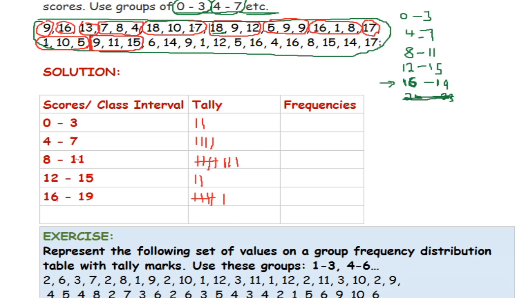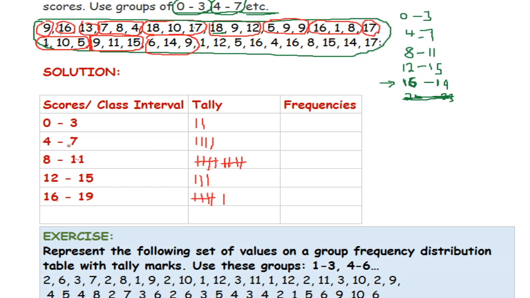So 9, 11, 15. So 9 can be found between 8 and 11 here. So 9, 11. 11 also can be found here. Now I'm going to cross it out, because I have 4 strokes already, so one more stroke will be to cross it out to make it 5. So that's 11. Then 15. 15 will come here.